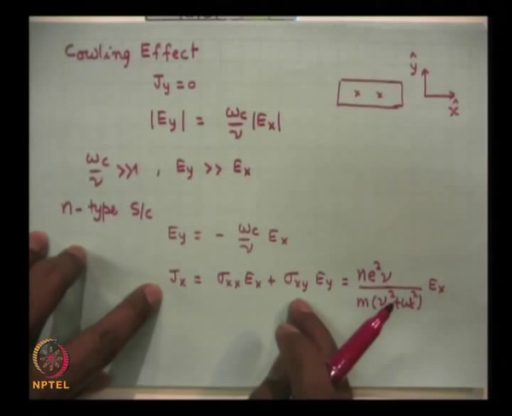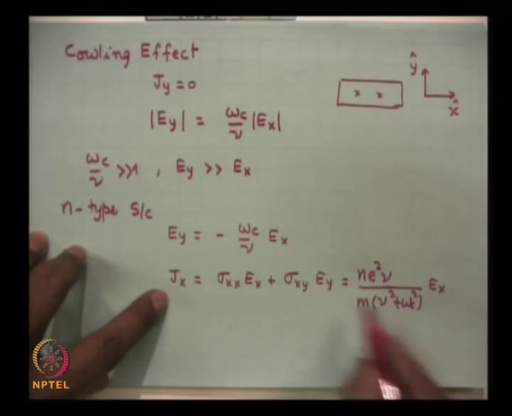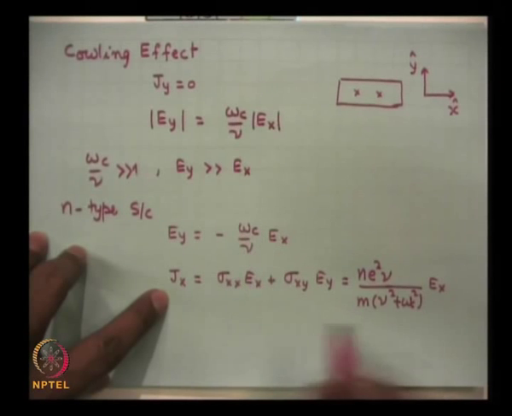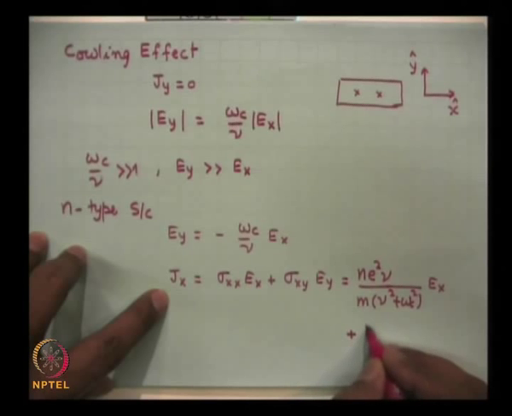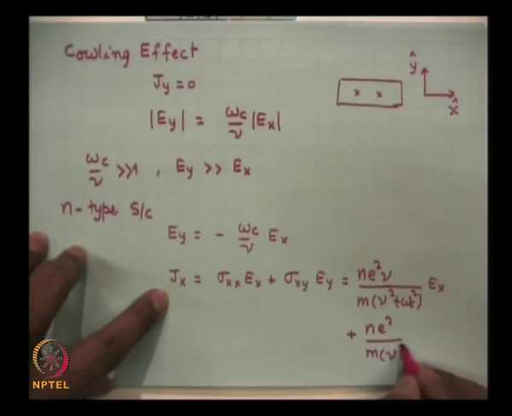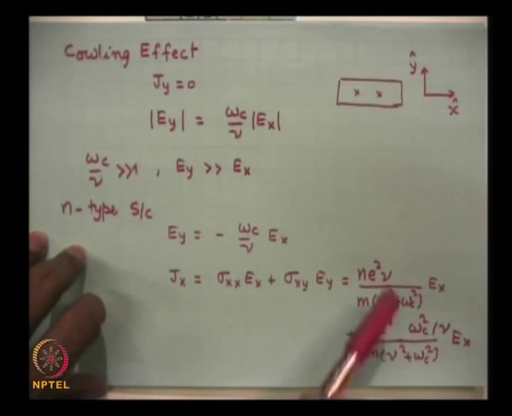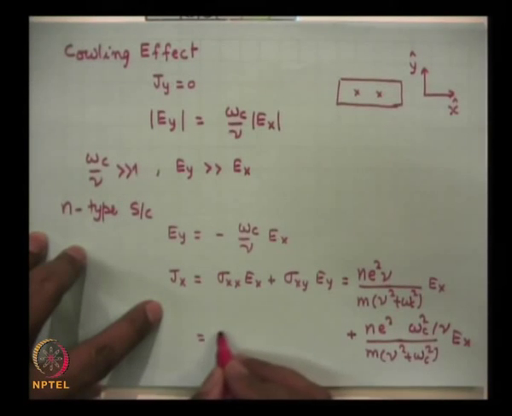Then this is what? Sigma XY multiplied by minus omega C by nu, and if you put this, it becomes equal to plus n E square upon m, nu square plus omega C square. One omega C is there, one omega C is there. So it becomes omega C square upon nu into EX. And if you add these two, they give you a simpler expression, n E square upon m nu into EX.